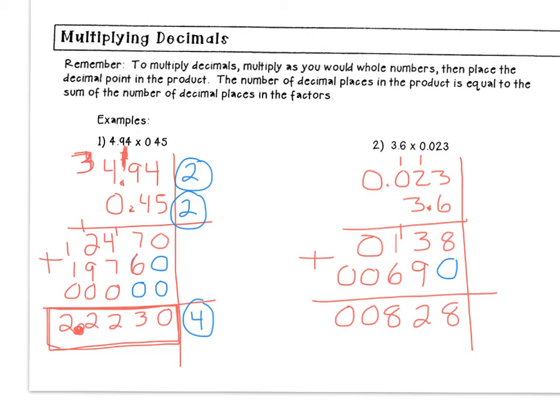Count your decimal places. 1, 2, 3, 1. So that means I need 4 again in my answer. 4 decimal places. 1, 2, 3, 4. So I know my decimal has to go right there. So my answer is 0.0828.